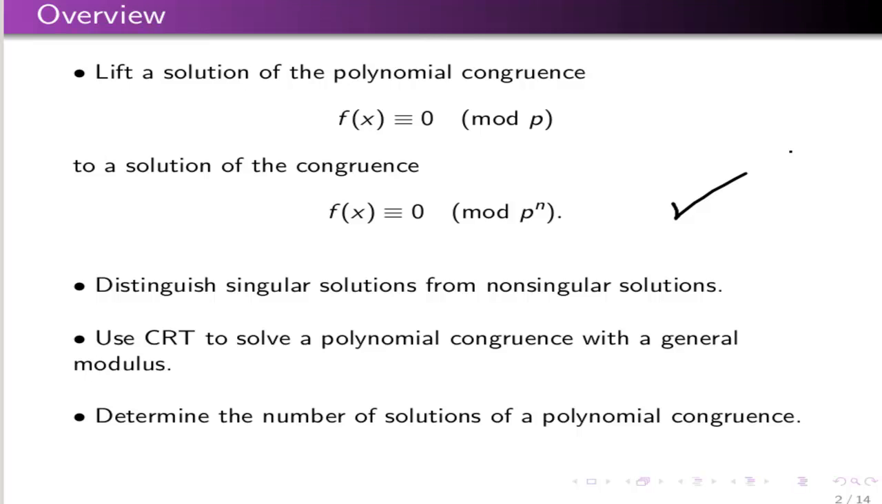We're going to have two types of solutions we talk about, singular solutions and non-singular solutions, and they'll have a different type of behavior when we do the lifting. Then finally, we'll use the Chinese remainder theorem to solve a congruence with a general modulus and determine the total number of solutions of a general polynomial congruence.